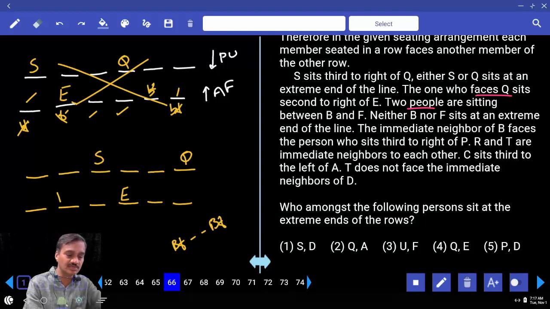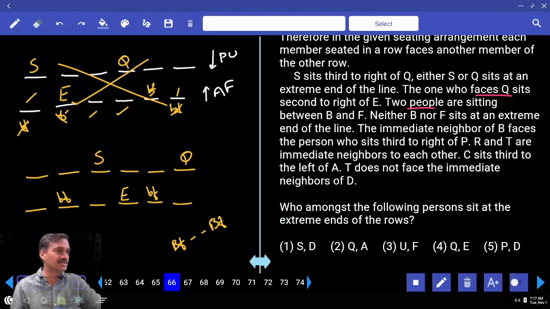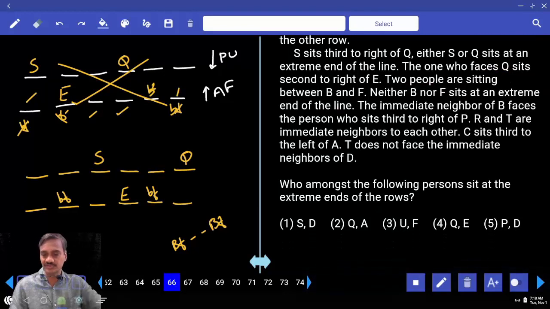Now in this one there are 2 persons between B and F, 1, 2, so B and F must be like this. And there are 2 persons between B and F, neither B nor F sits at any extreme end of the line. The immediate neighbor of B faces the person who sits third to the right of P, he said. The immediate neighbor of B must be third to the right of P. Isn't it? Third to the right of P, he said.